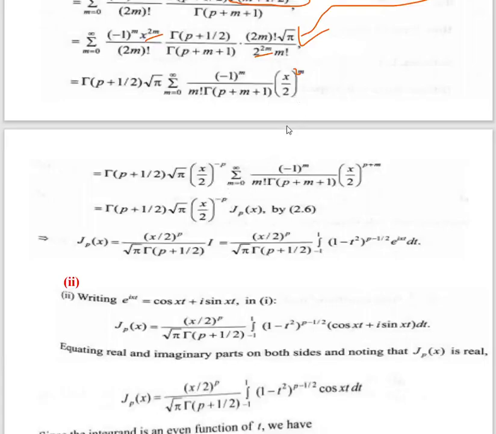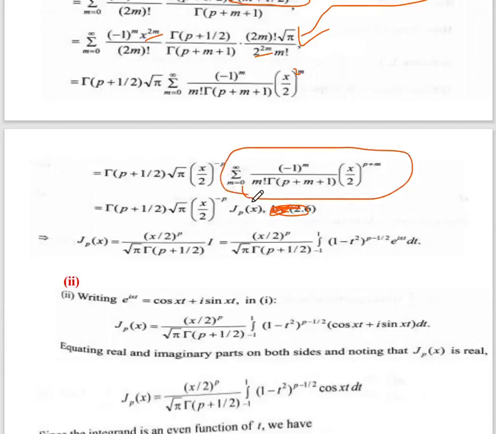Now we will take here gamma p plus 1 by 2 as it is, root pi as it is. Now we will take x by 2 to the power minus p. Now we will divide and multiply x by 2 to the power minus p, so here p will be added. By using the result, the value of this term can be written as jp of x. So this is the formula of jp of x.